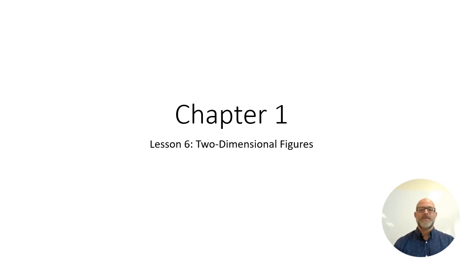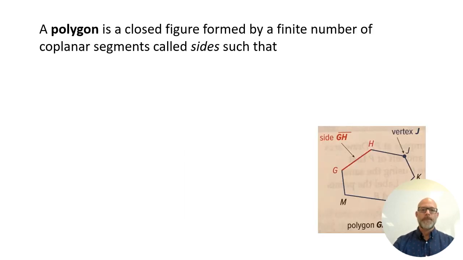Chapter 1, lesson 6, two-dimensional figures. All right. A polygon is a closed figure formed by a finite number of coplanar segments called sides.